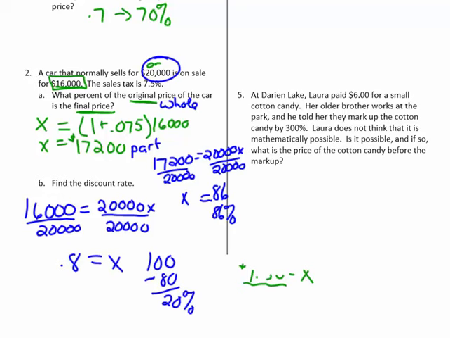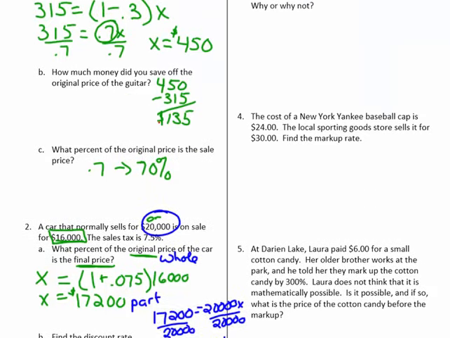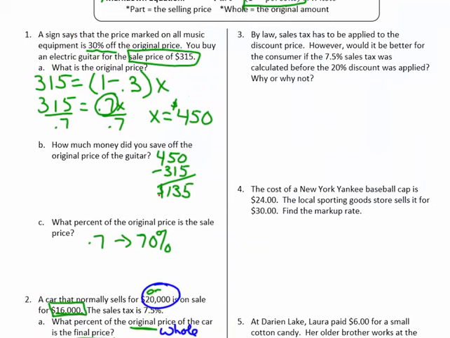Wow. Okay. Let's take a look at the next one. So that one's a little complicated. By law, sales tax has to be applied to the discount price. However, would it be better for the consumer if the 7.5% was calculated before the 20%? Why or why not? It doesn't matter. They are actually equal.